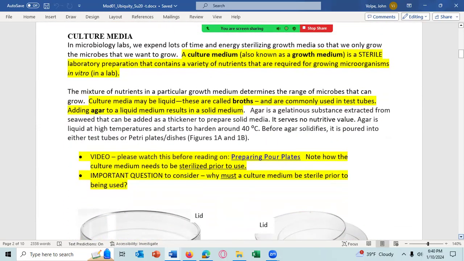You should know that a culture medium, also called a growth medium, is a sterile laboratory preparation that contains a variety of nutrients that are required for growing microbes in the lab. A culture medium may be a liquid. These we call broths, and they are commonly used in test tubes. We do add agar to the liquid medium to result in a solid medium. You could add something else, but most of the time we add agar. You could add jello, you could add starch, but most of the time we add agar.